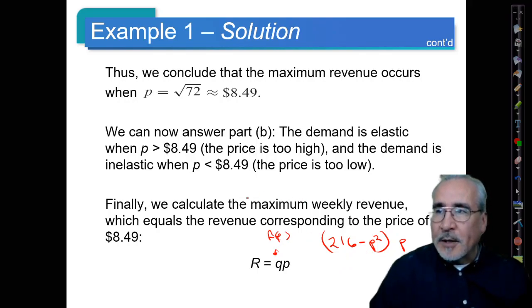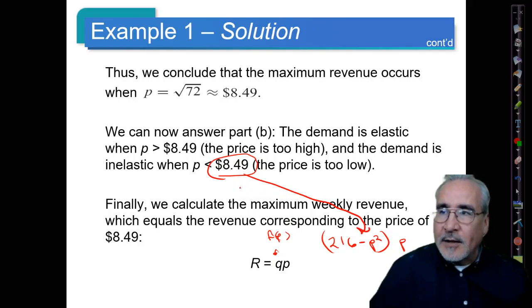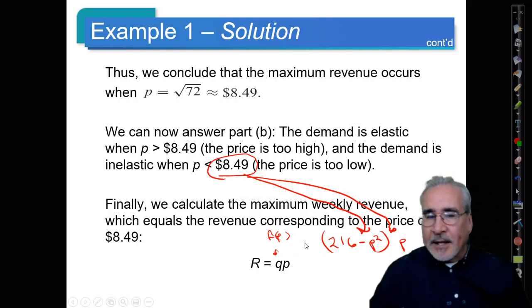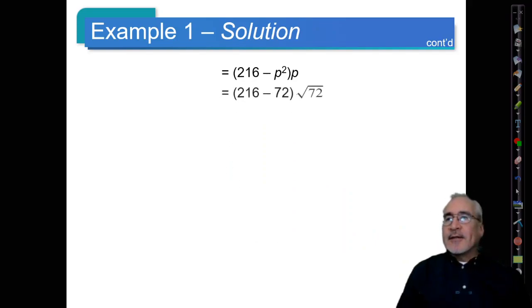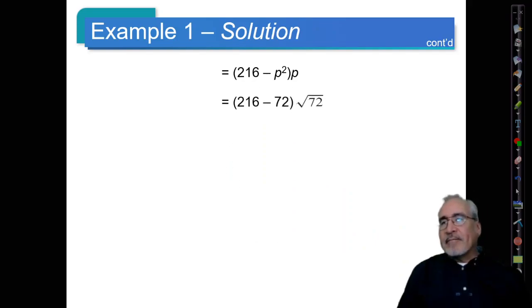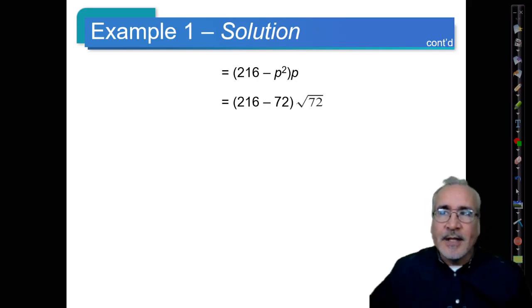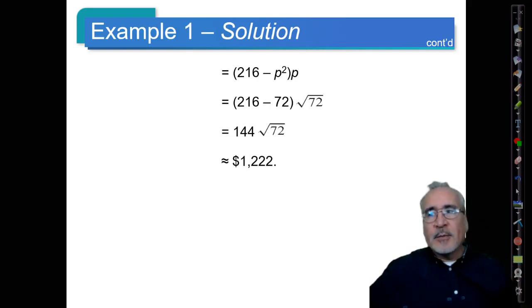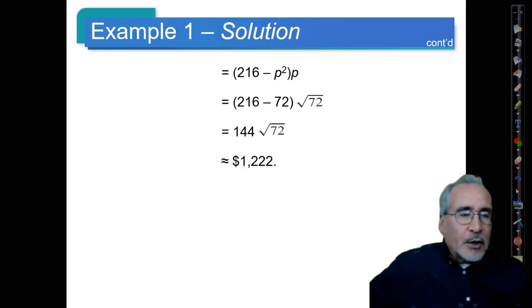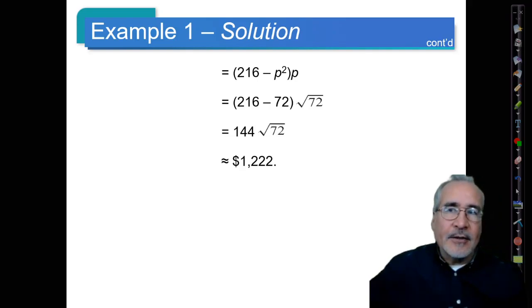And what we're going to do is we're going to plug in 8.49 for p in each of these. Now, you could distribute through the p, you'll get a cubic, and you'll get that. But let's go ahead and see what they do. So we've got this formula. We plug in, they got tricky, 72 to get any rounding errors off. And then when you do the math, you get 144 square root of 72. And when you multiply that out, that should give us a maximum revenue of $1,222 per week by selling it at that price.